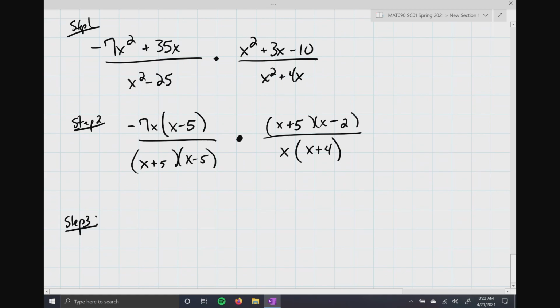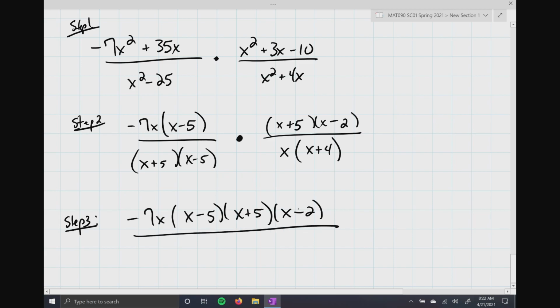Let's go ahead and divide things out. What I'm going to do is rearrange the entire numerator and the entire denominator so things that look the same are stacked on top of each other. So negative 7x times x minus 5 times x plus 5 times x minus 2. Now my denominator is going to change a little bit.